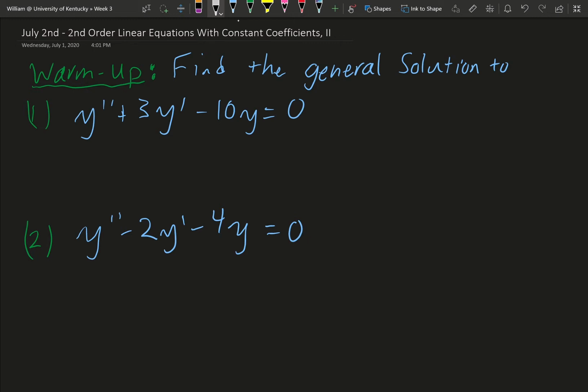So for the first one, if we write down the characteristic equation, r squared plus 3r minus 10, we want to set that equal to 0. We should get that r is equal to -5 or +2, which tells us that our general solution is y equals c1 e to the -5t plus c2 e to the 2t.